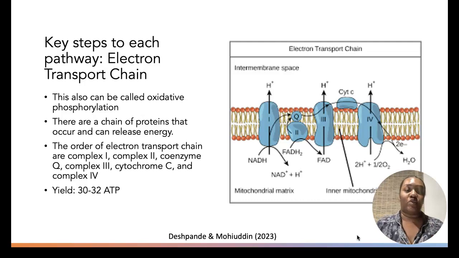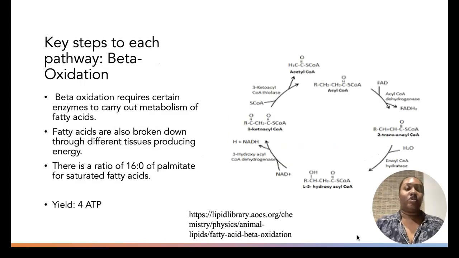So you can use oxidative phosphorylation and electron transport chain in the same way because they mean pretty much the same thing. The electron transport chain also yields 30 to 32 ATP. So the next one is beta oxidation.